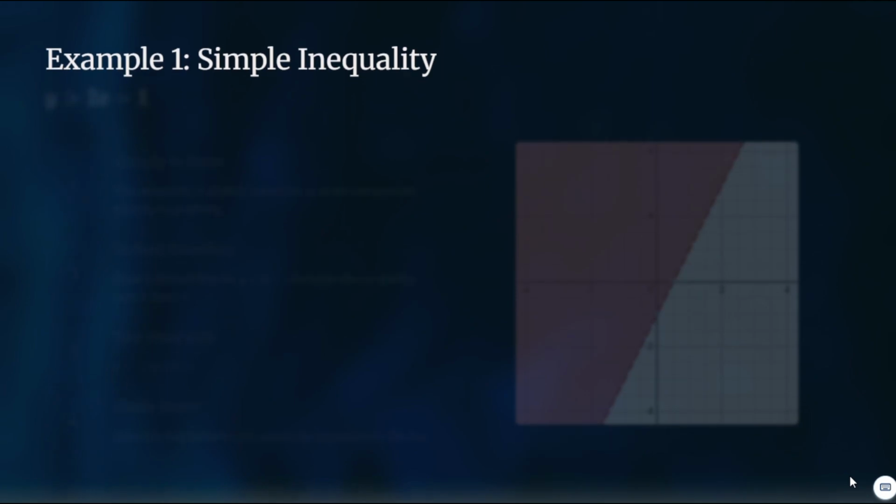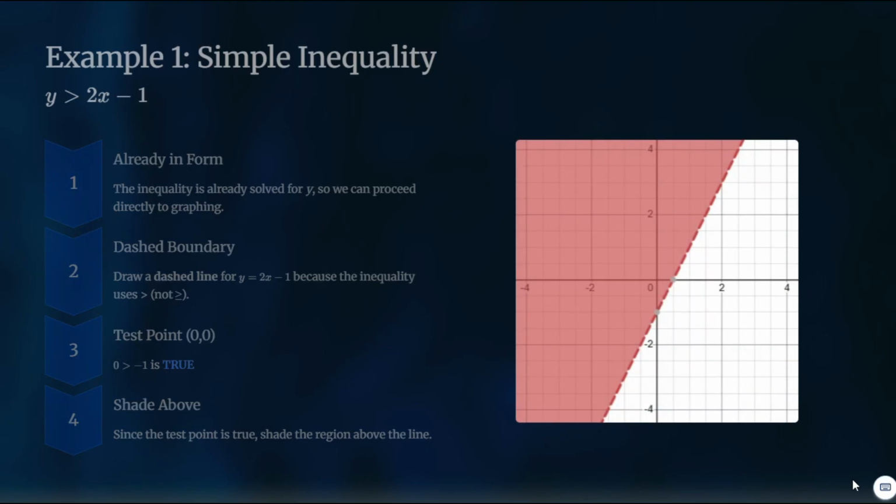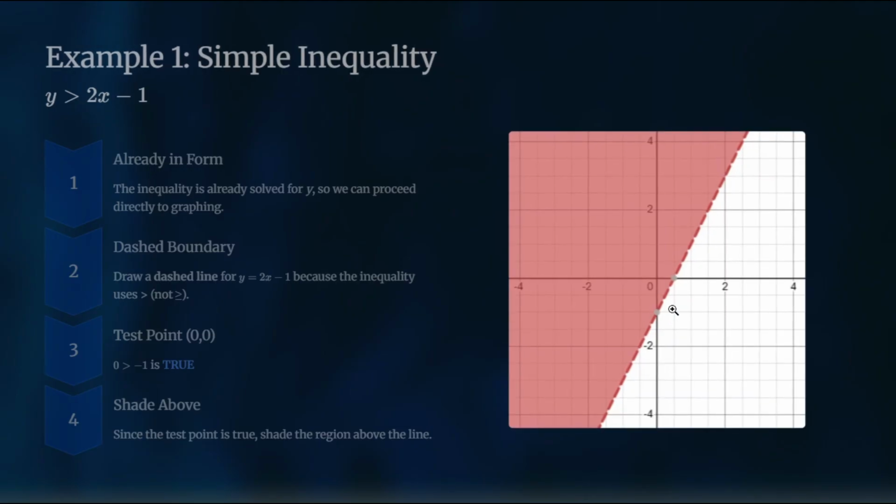So let's see an example. We have y is greater than 2x minus 1. In this case, my inequality is already in slope-intercept form. It's already solved for y. So we can proceed to draw the boundary. If I draw the line y equals 2x minus 1, it's this line right here. You can see that it crosses the y-intercept at -1. It has positive slope 2.